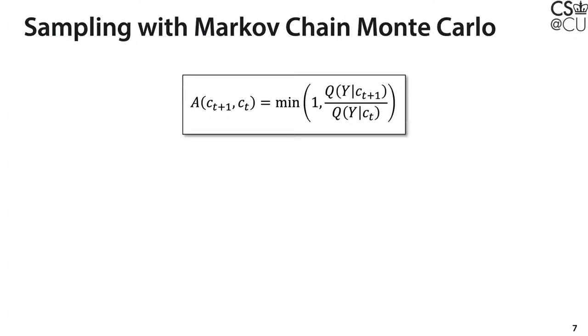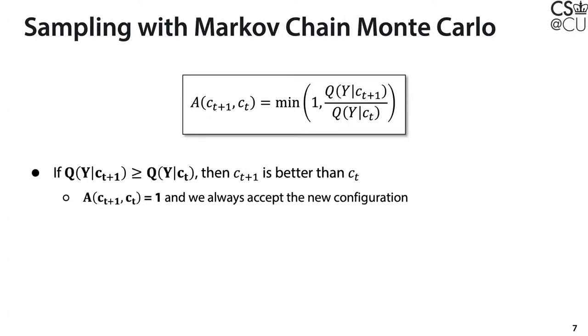This acceptance probability is parameterized by the ratio of the current configuration and the past configuration. Now, if the current configuration, Q of Y given C of T plus 1, is greater or better than the past configuration, then the ratio is greater than 1, and the acceptance probability is always equal to 1, which means that we always keep the new configuration if it's better than the previous configuration in terms of its performance.